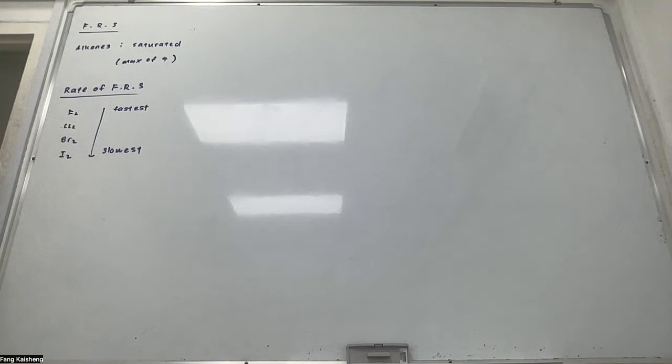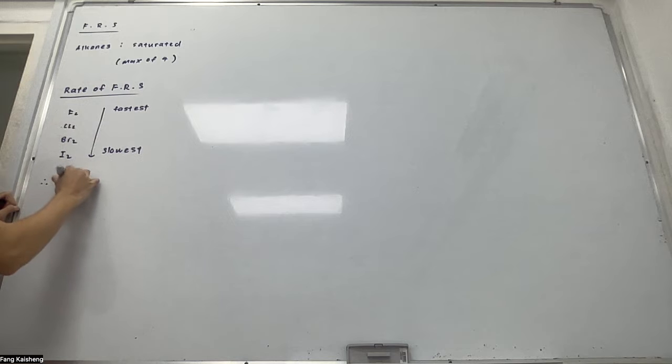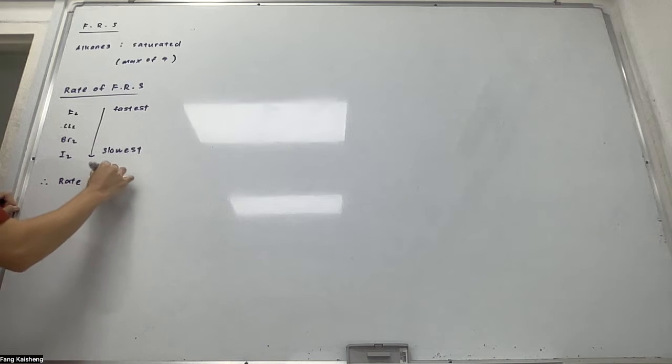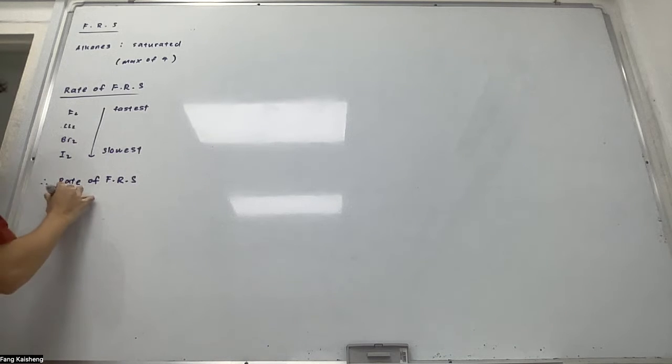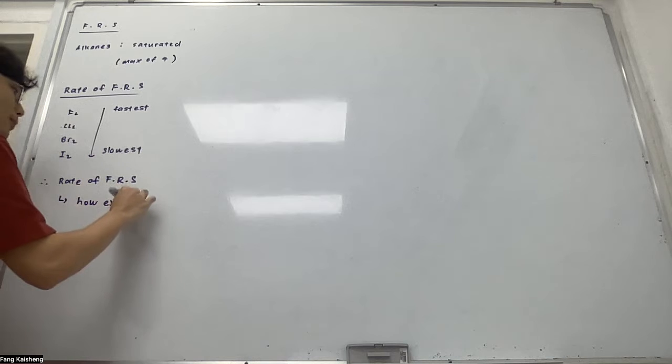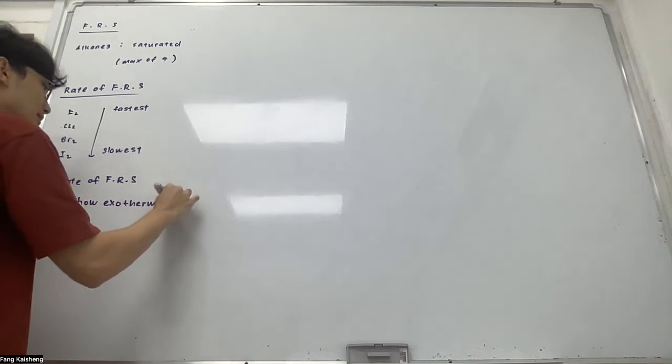Our job here today is to figure out why. So let's lay down a few facts first. This portion is honestly very, very small and not too important in the grand scheme of things. They don't test that often also. Let's take note of this. The rate of FRS is dependent on just one thing. You know this thing, right? Just link back to this idea. The rate of FRS is dependent on how exothermic the propagation step is.